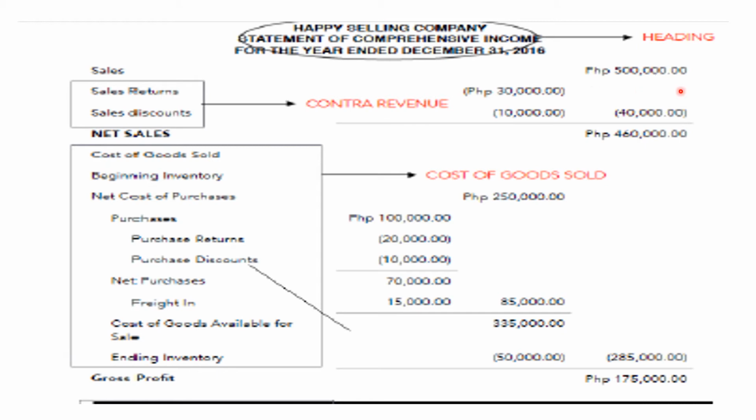So 500,000 subtract by 40,000, we have the net sales of 460,000. So let's move to the third part, the cost of goods sold. The cost of goods sold account represents the actual cost of merchandise that the company was able to sell during the year.